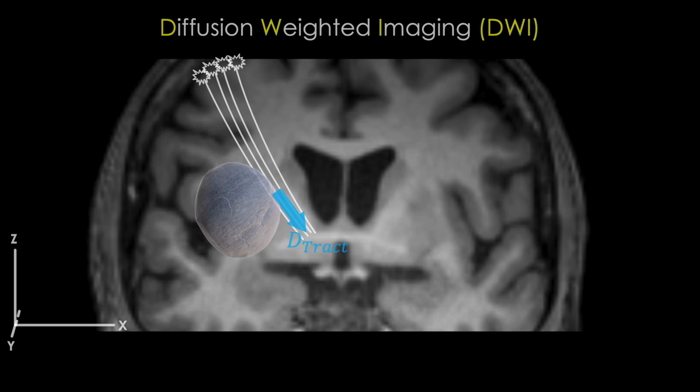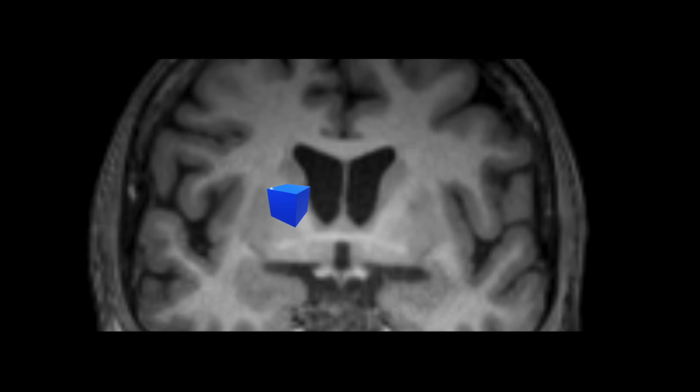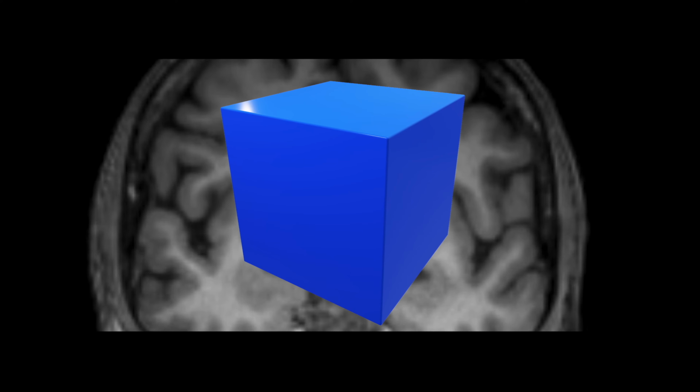To do this, let's consider a cube of matter we think is located along this white matter tract. Let's apply the steps we know up to this point. We're going to run our diffusion-weighted sequence 3 times.